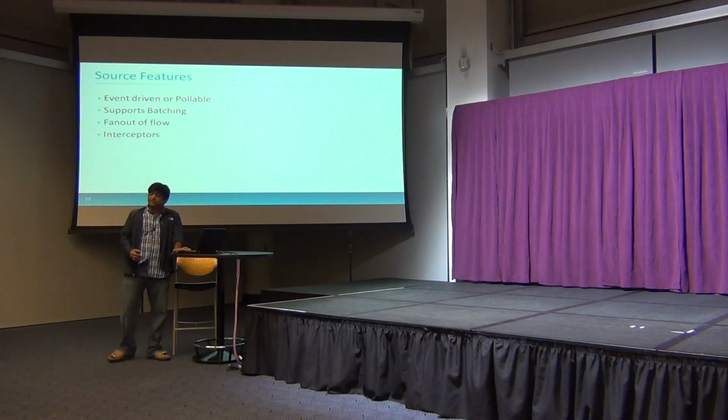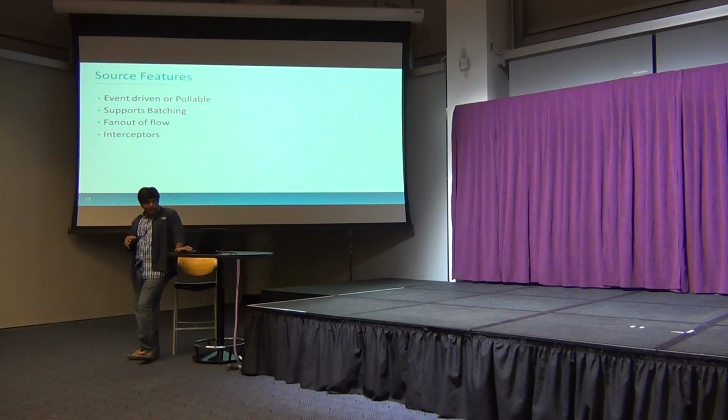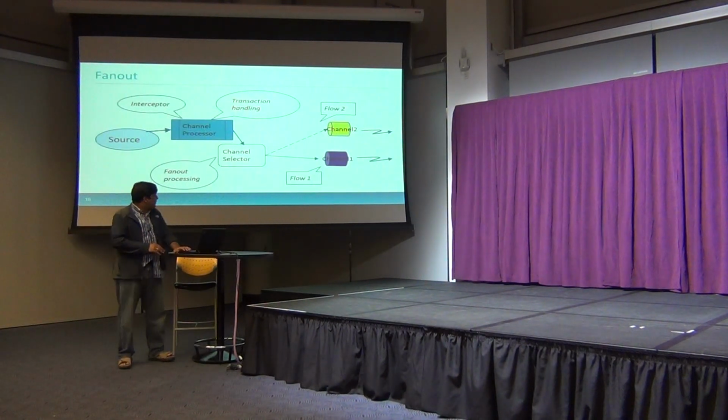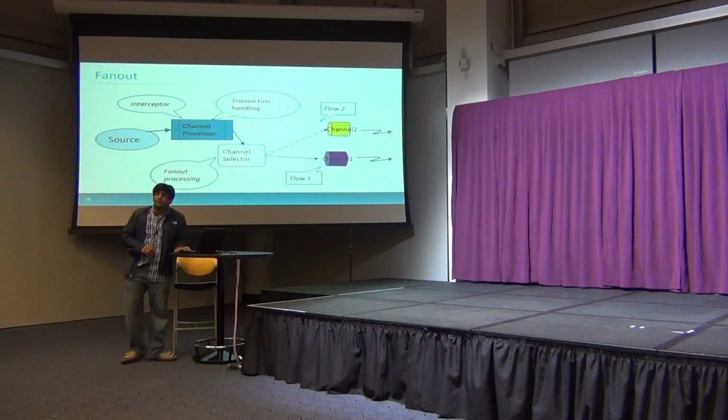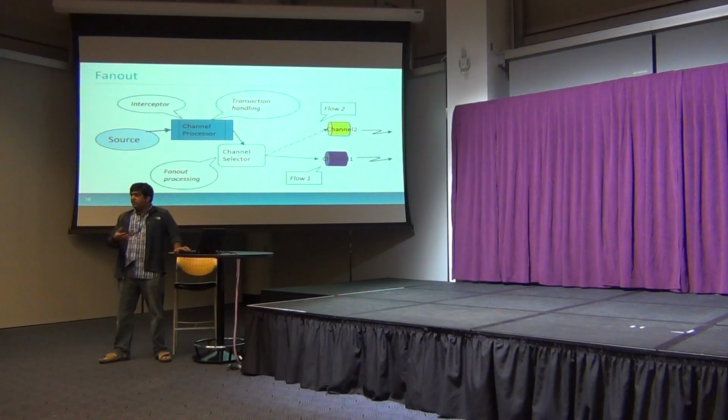Flume also supports interceptors. Interceptors are actually lightweight processing of data. We don't recommend that you do heavyweight processing here. It allows you to transform the data, but we don't recommend that very fancy transformations are done. So a source actually writes an event out into a channel processor. The channel processor is an internal component which passes the event out to a chain of interceptors, and then eventually the interceptors transform the events and return them back to the channel processor.